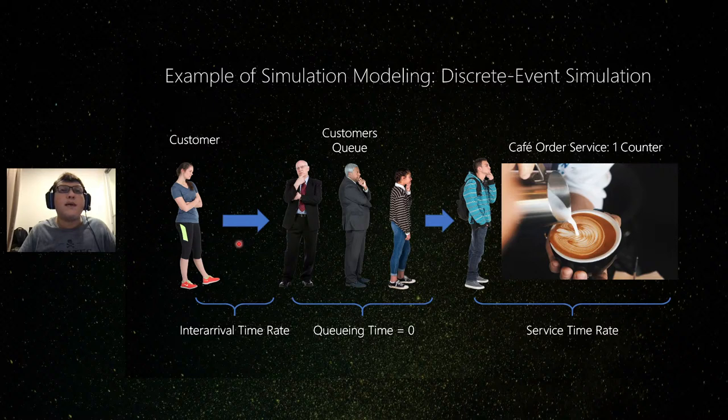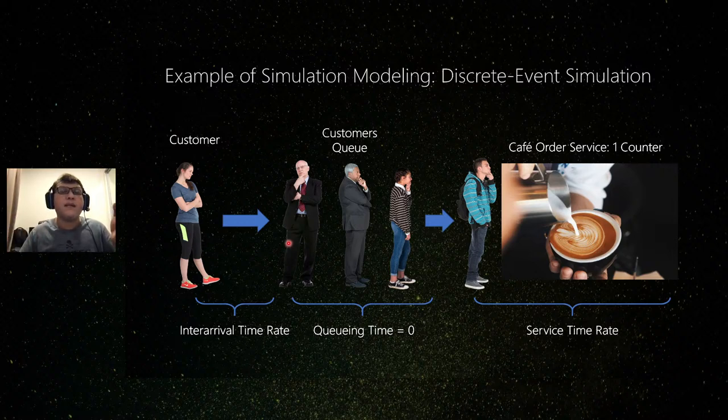And then once we already have this inter-arrival time rate and the service time rate, we can simulate this by creating a random number. We generate a random number, and then we use the inter-arrival time rate. We get the number, and then when the customer goes to the queue, the delay is added. The time is added.